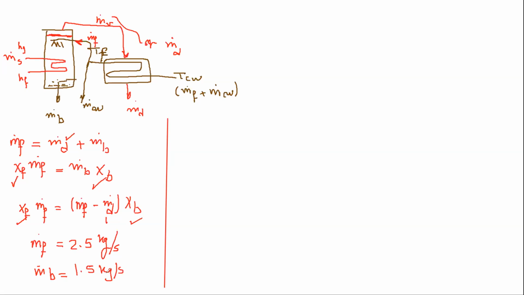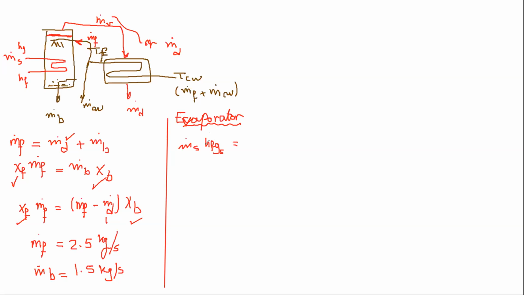Why did I start with this? Why did I start by looking at the m dot feed? Because I'm going to go through the energy balance for the evaporator. So my next step is to look at the evaporator for the energy balance. For the evaporator, if you remember, we said that we have a steam which is going to give off its latent heat of condensation of steam.